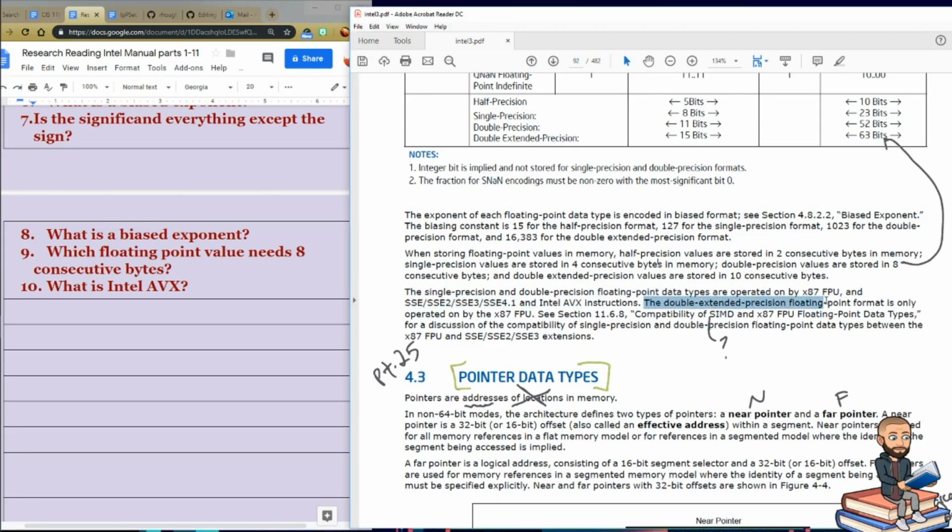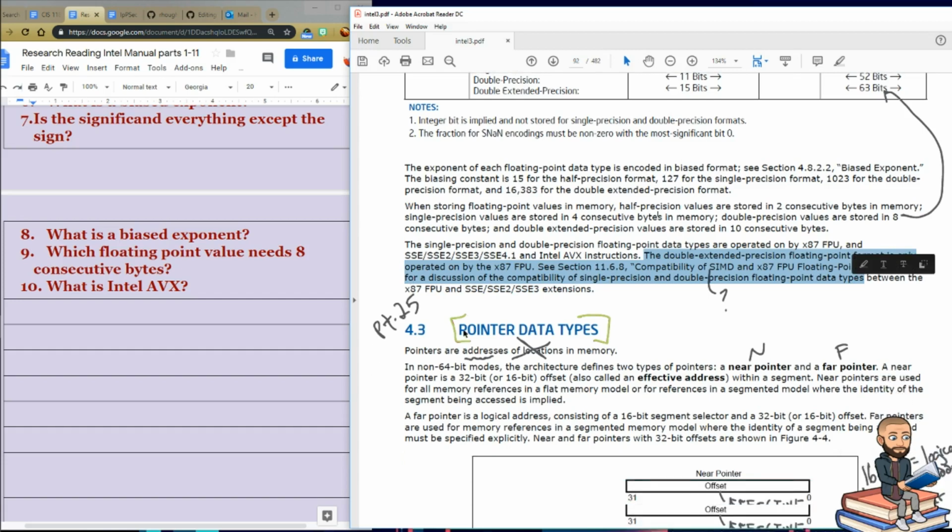Now the double extended precision floating point format, that is such a beginning of a sentence. That's tough. This format is only operated on by the x87 FPU. And you can see this section that's called Compatibility of SIMD. I think that stands for Single Instruction Multiple Data or something like that. But it's compatibility of SIMD and x87 FPU floating point data types. And apparently it's another discussion, maybe not just a regular chapter, but you look there for a discussion of the compatibility of single precision and double precision floating point data types between those extensions.